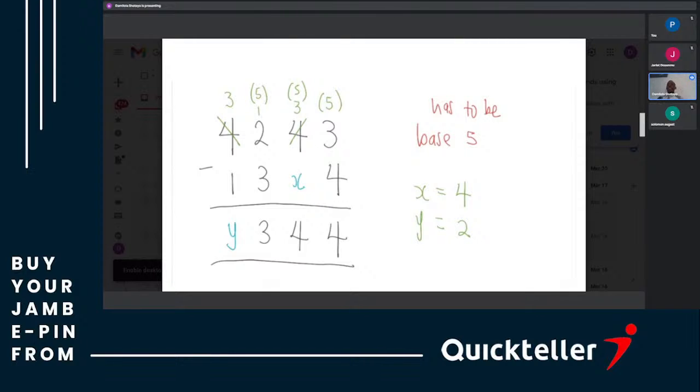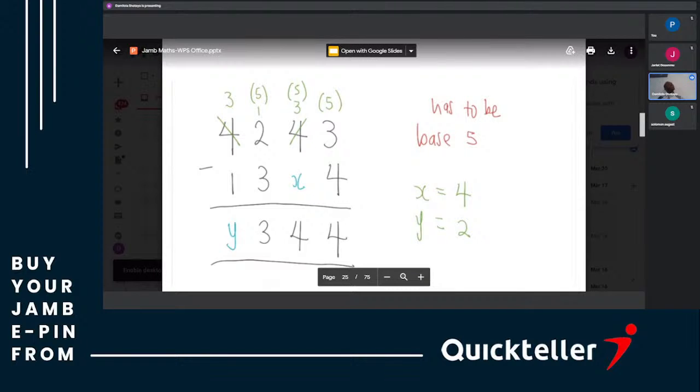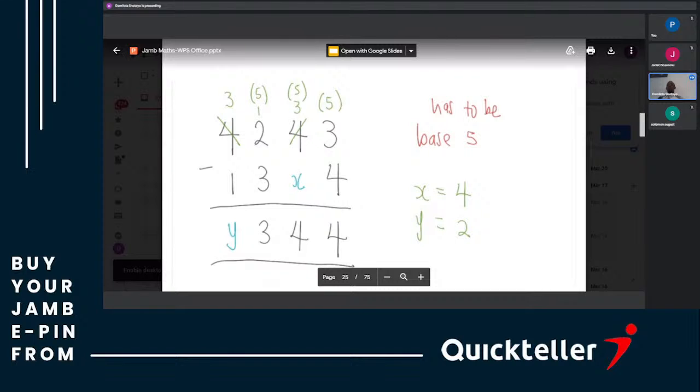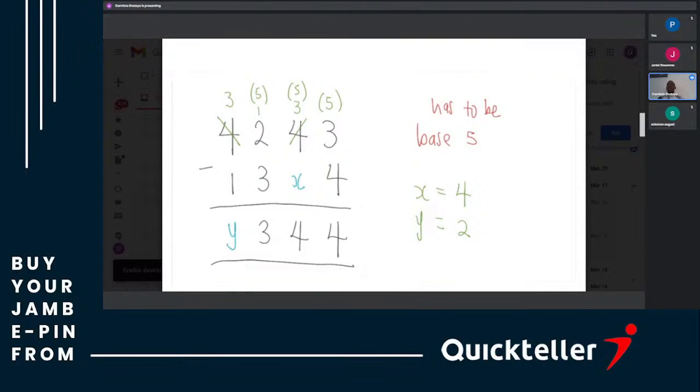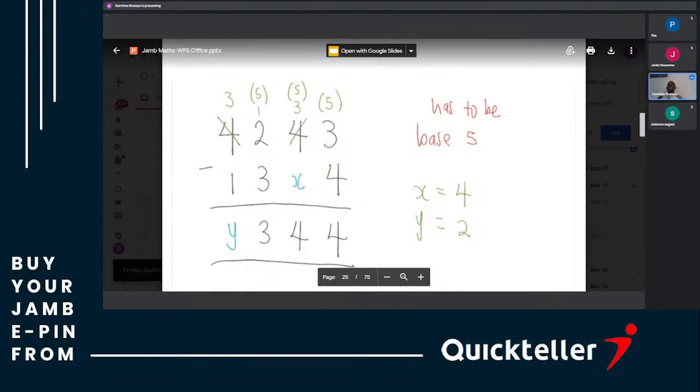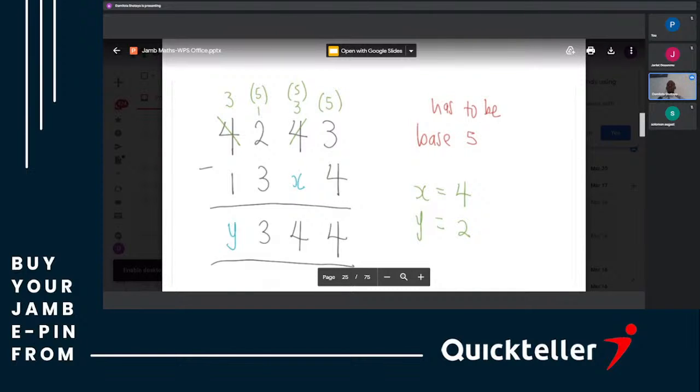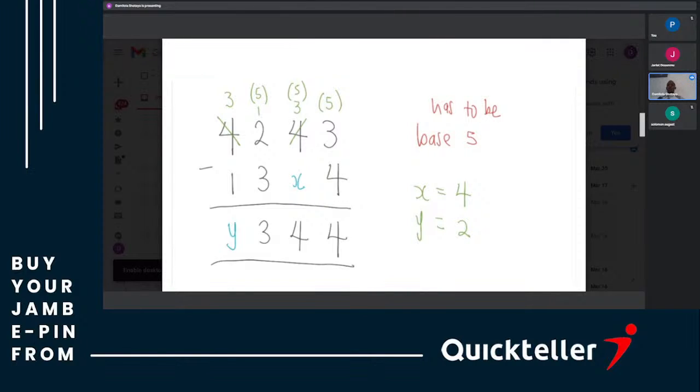That's clear. Now here we have 3 remaining. 3 cannot minus anything that will give you 4. You have to borrow one from 2. I meant to cancel the 2. Sorry, cancel the 2. You are left with 1. But when the one that you borrow comes to this side, it will become 5 because this is in base 5. 5 plus 3 is 8. 8 minus what will give me 4? It has to be 4. So that means my x automatically is 4. You have broken the code.